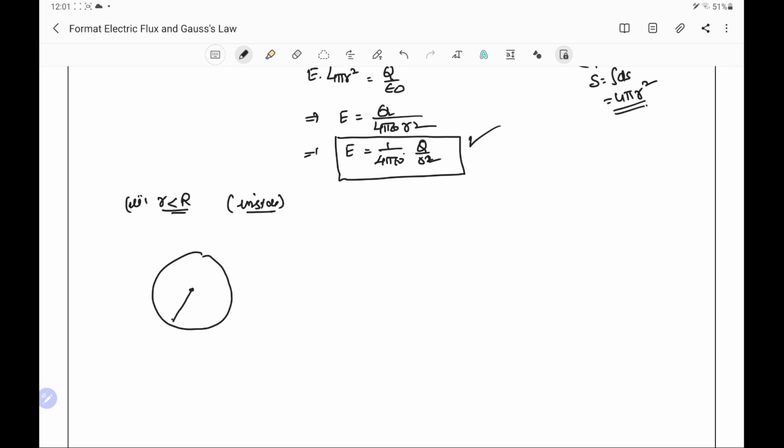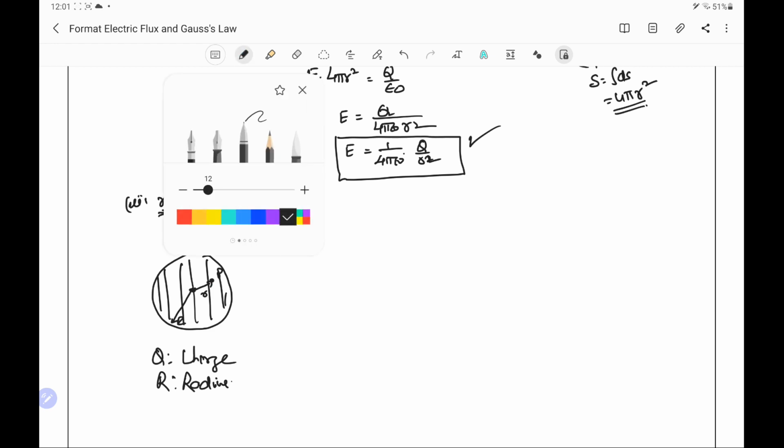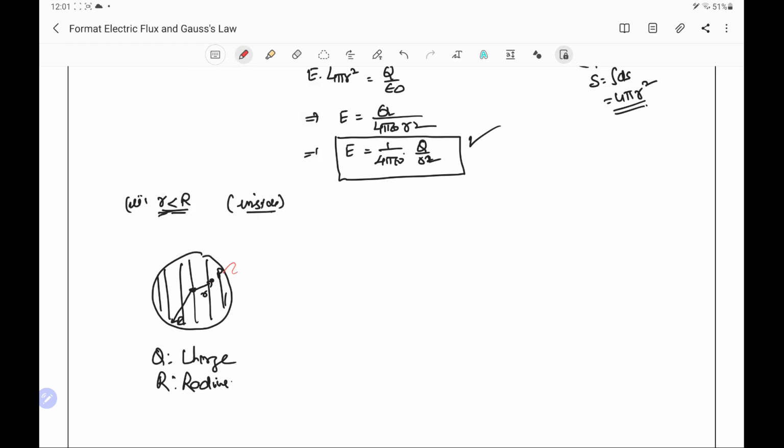This is a non-conducting sphere of radius R, and it has total charge Q distributed over its volume. Q is the charge and R is the radius. Now we have taken a point P at a distance r, and this r is less than capital R, which means point P lies inside the non-conducting sphere.